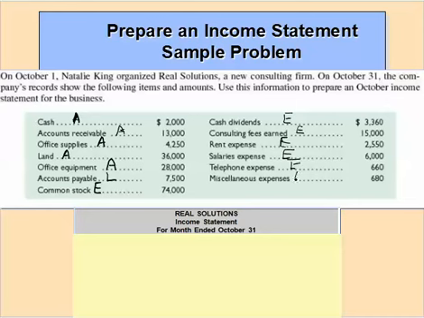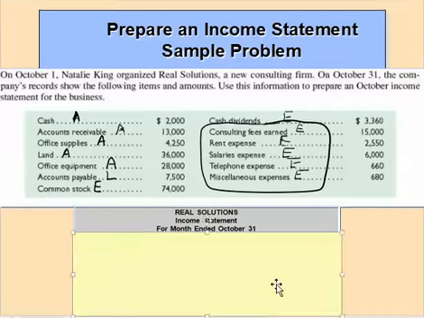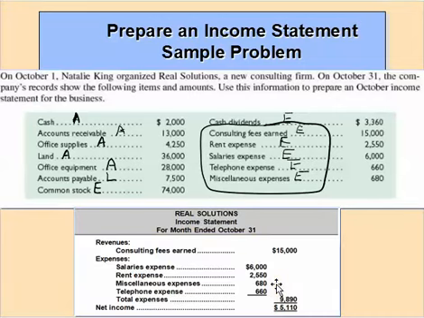Okay. So now we need our revenues minus our expenses. So it looks like we need to focus in on this component of the information. So our revenues are going to be the consulting fees earned minus our expenses. So let me go ahead and just remove this block here for you so you can see what we got. So we start with the revenues and we'll list those out. In this case we only have one, which is consulting fees earned for $15,000.